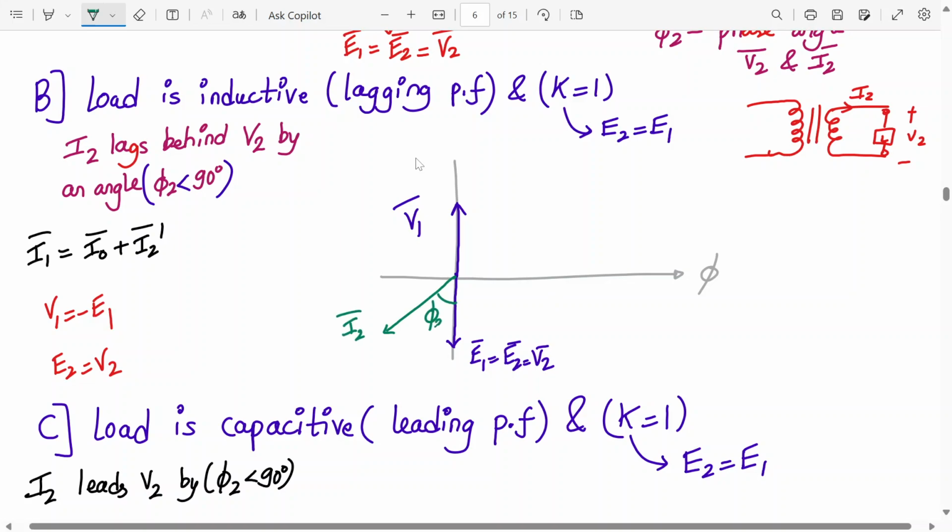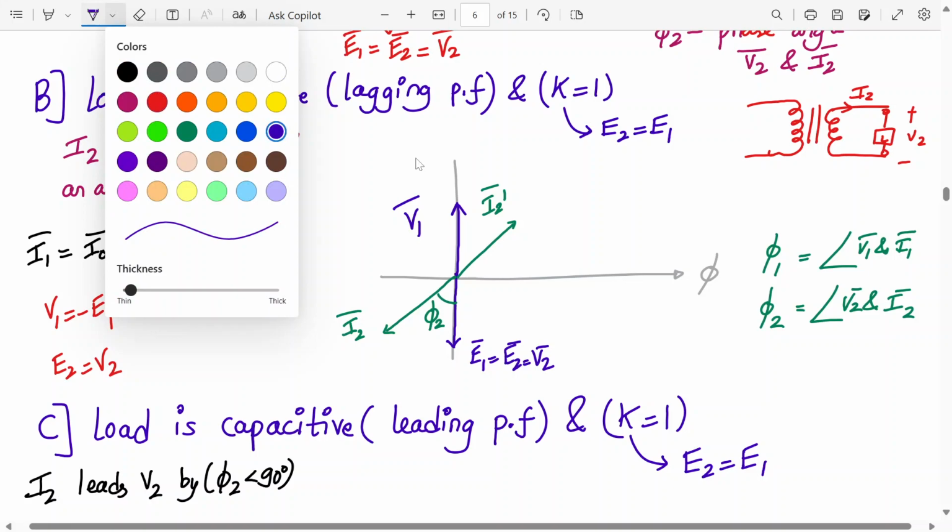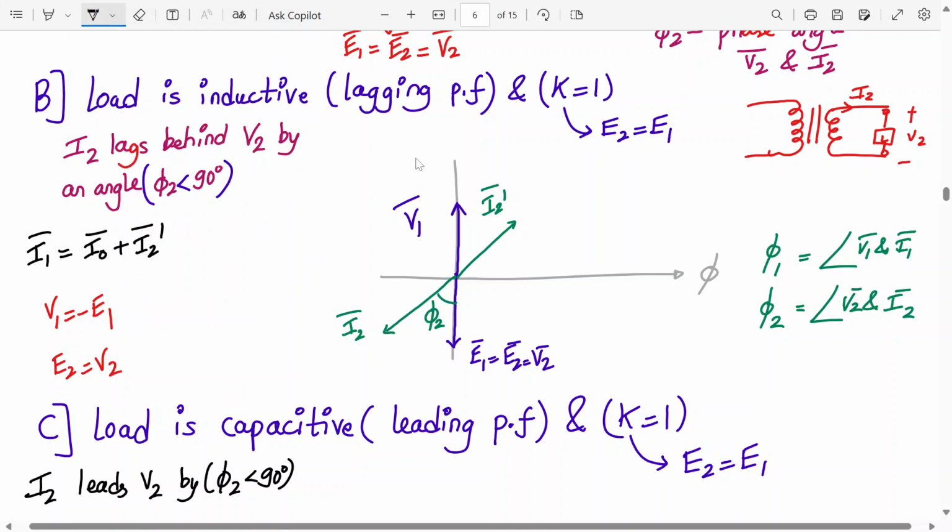So it's lagging behind. So this is phi 2. Phi 2 is the angle between V2 and I2, and phi 1 is the angle between V1 dash and I1. Next, can I say this I2, if I extend it over here, becomes I2 dash? And if this is, let's say, I0, I0 is slightly above because it has two components.